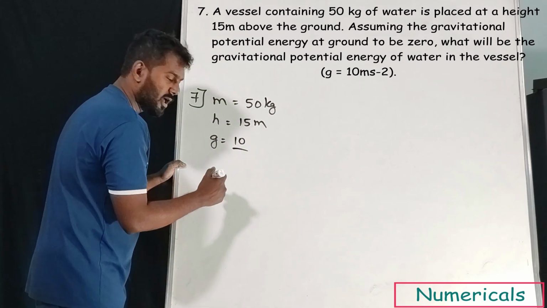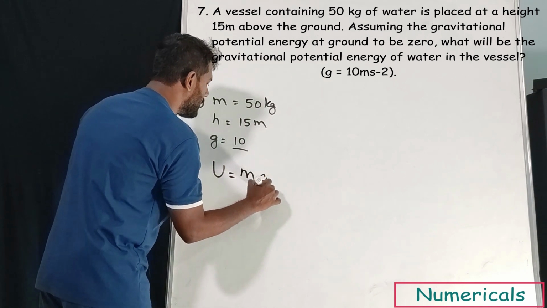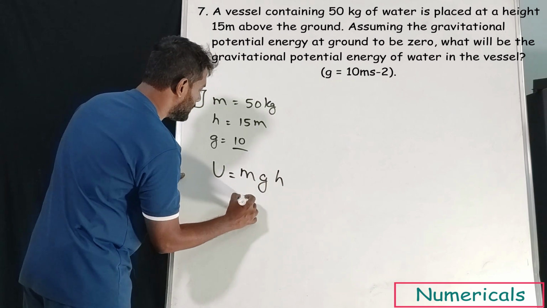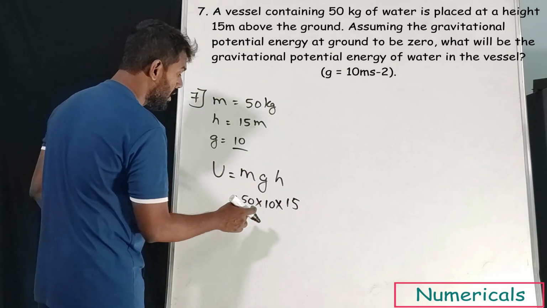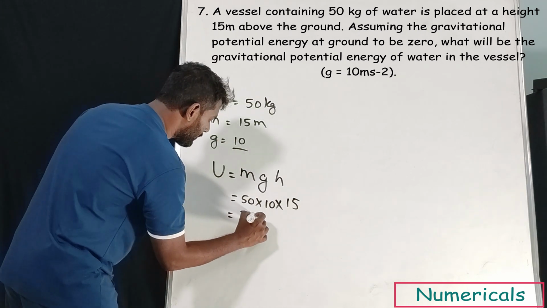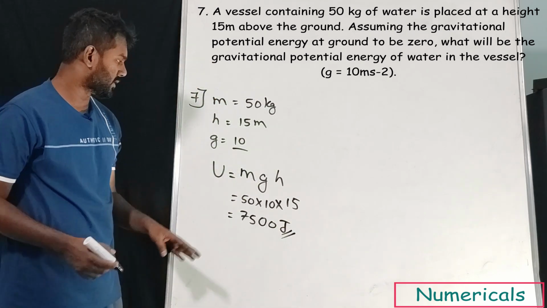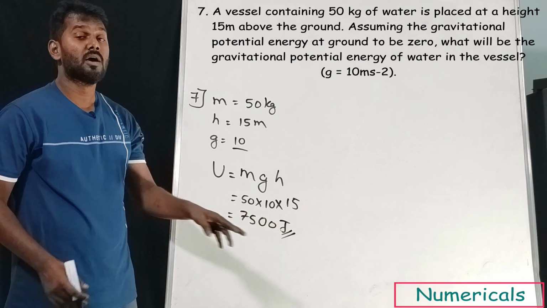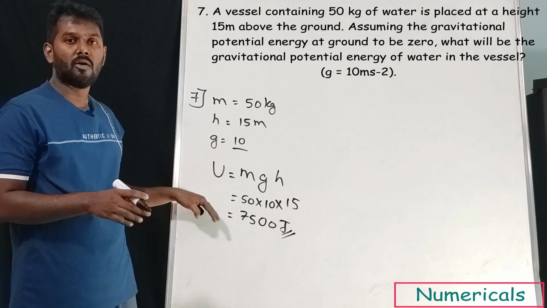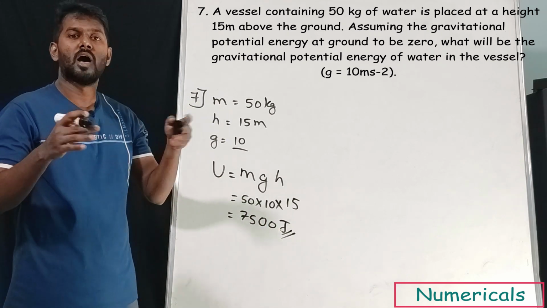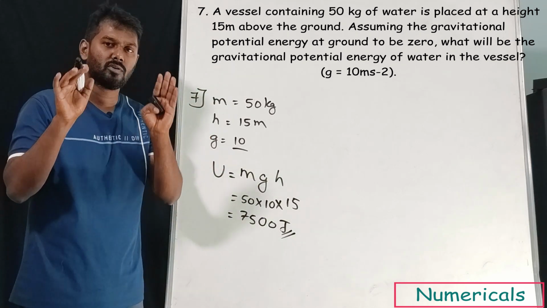What is the formula? Gravitational potential energy, U is equal to mgh. What is the value of m? That is 50. G value, that is 10, into 15. 15 5s are 75. How many zeros are there? 2 zeros. This is the unit of potential energy, that is nothing but joules. Whenever you are calculating something, you have to know what you are calculating. Just don't write joules or meter for everything. We have to understand what we are finding, and according to that, the SI unit we have to use.